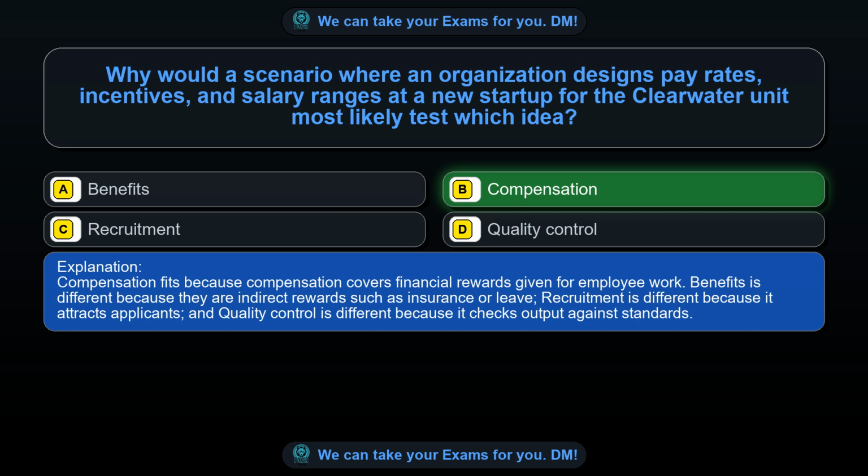Compensation fits because compensation covers financial rewards given for employee work. Benefits is different because they are indirect rewards such as insurance or leave. Recruitment is different because it attracts applicants, and quality control is different because it checks output against standards.